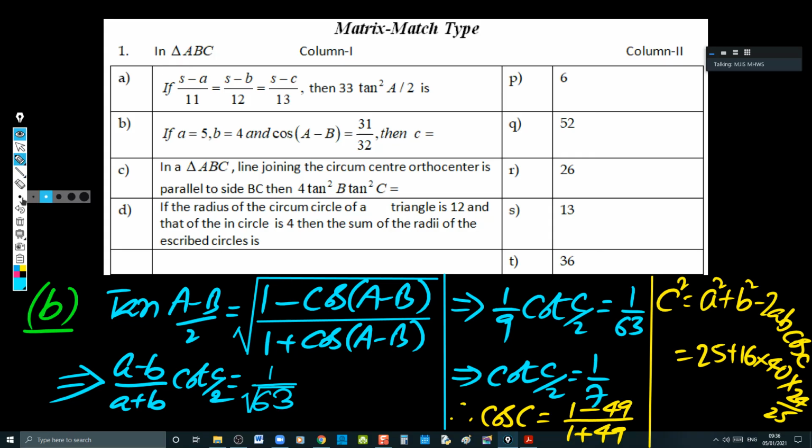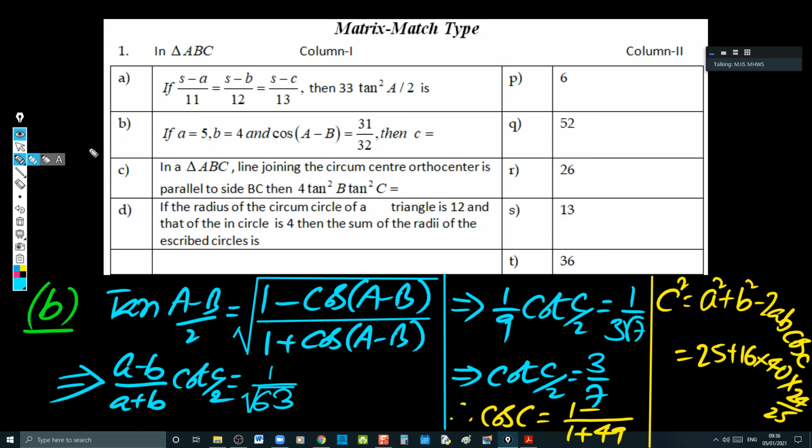So what should it be then? You will get 3 root 7. Then you will get cot C by 2 is equal to 3 by root 7. Correct again? Yes, sir. 3 by root 7 means this will be changing again. You will have 7 by 3 whole square then. 7 by 3 whole square means 49 by 9.